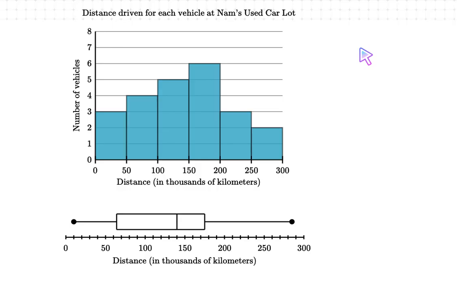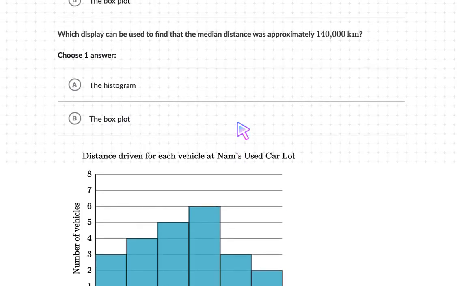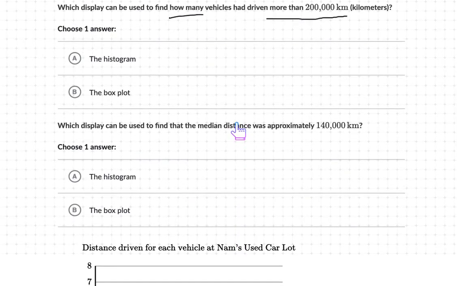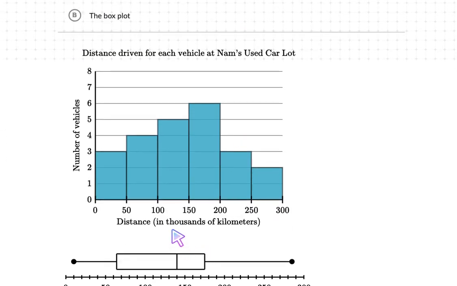Okay, whenever you're trying to figure out frequency, you should know that the box plot is not a good fit because the box plot doesn't tell you frequency. I have no idea how many of these occurred and how many times, right? But for the histogram, I can tell the ones that were more than 200,000 kilometers. This is in thousands of kilometers, so we're talking about these. It's 3 for this bar and 2 for this bar. So it's 5 total that were greater than 200,000.